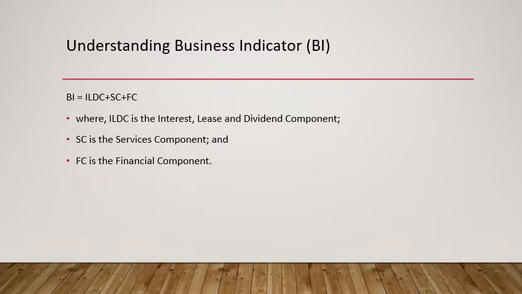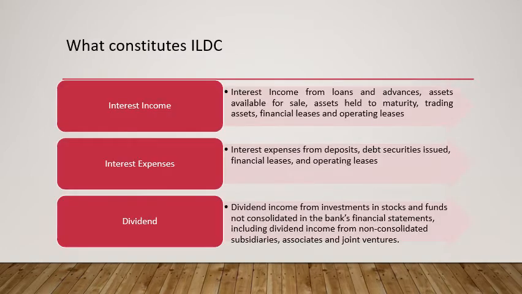Now what exactly is the interest, lease, and dividend component? Let me elaborate a little. The detail of it you can find in the various circulars and other documents. ILDC basically has some broad heads, starting with interest income. Interest income is the income from loans and advances, which is very easy to understand. If the bank is giving any kind of loan or advance, it will earn interest from that. Then assets available for sale. If a bank has invested in, say, bonds, it may earn coupon on that, and that's also interest income. Then assets held to maturity, trading assets, financial leases, and operating leases. If a bank is earning interest income from all these, that is part of ILDC.